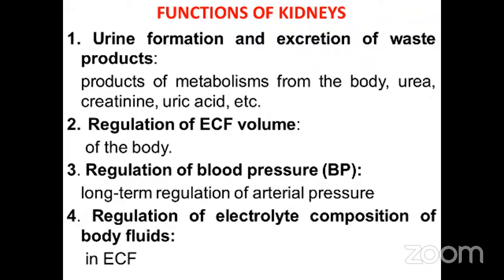Second, regulation of the extracellular fluid volume. Extracellular fluid volume is regulated by the secretion of hormones like aldosterone, antidiuretic hormone, or angiotensin. This regulates the extracellular fluid volume and composition. Next is the regulation of blood pressure. Long-term regulation by the kidneys is by secretion of renin. Renin is secreted from the juxtaglomerular cells of the kidney, and it activates the renin-angiotensin axis, and this axis regulates the long-term regulation of blood pressure. It also regulates the electrolyte composition of the extracellular fluid.